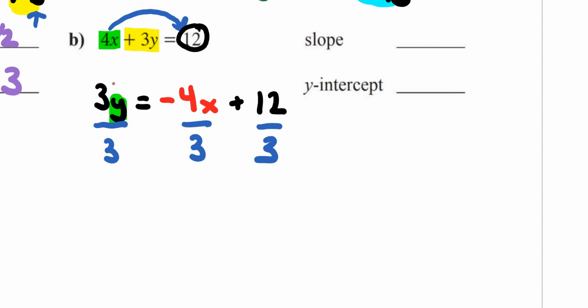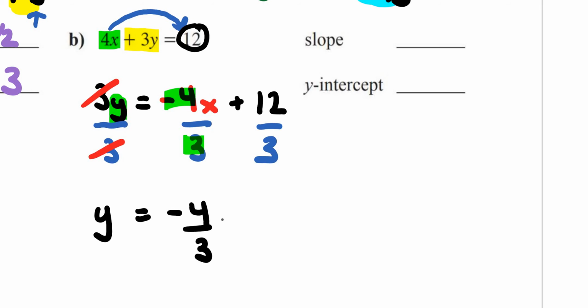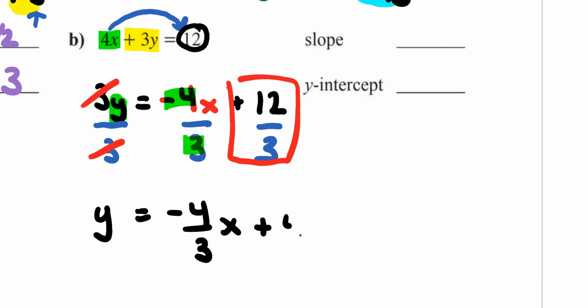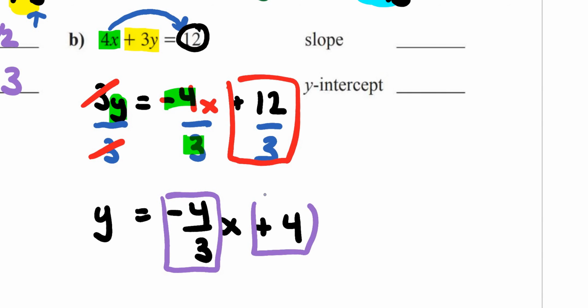All right, if I do that, then the 3's cancel off, giving me a single y on the left-hand side. Negative 4 divided by 3 is simply going to be negative 4/3, so negative 4 over 3x, and then plus 12 divided by 3 is going to be positive 4, right? So 12 divided by 3 is going to be 4. And now my slope is negative 4/3, and my y-intercept is positive 4.